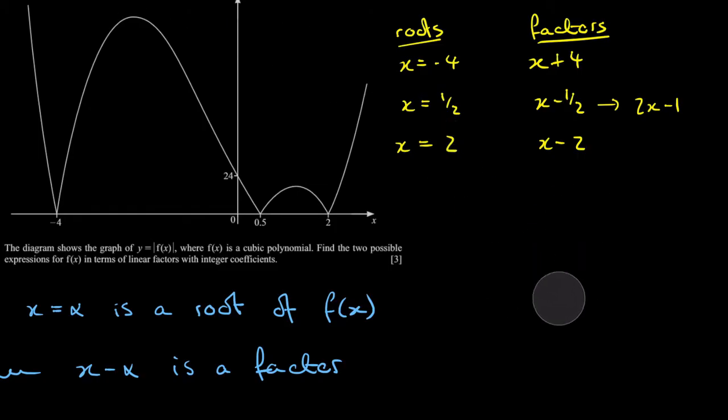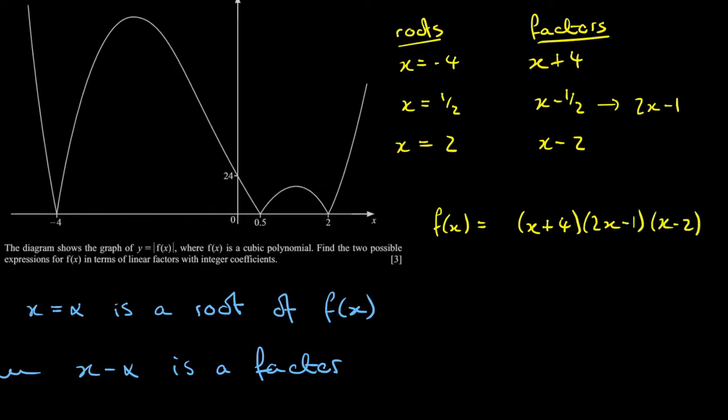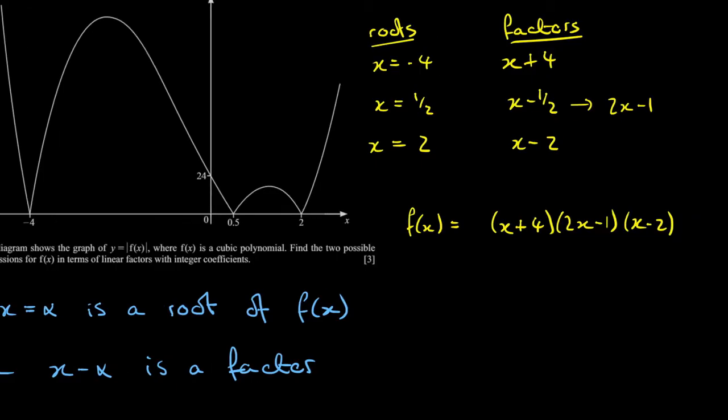Okay then, so we know that our polynomial f of x is going to have the following form. It's going to have the factors x plus 4, 2x minus 1, and x minus 2. But it's also going to have some constant k at the beginning, because we don't know if this is going to be 2x squared or 4x squared or 5x squared, whatever. So we've got to find out what that constant k is. And how can we do it?